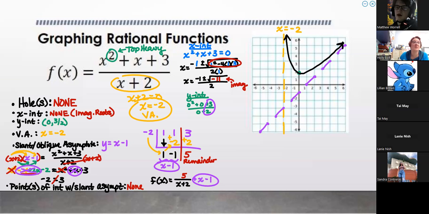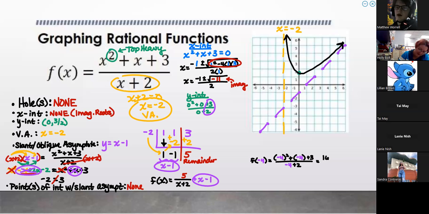What value would you guys like to substitute in for x here? I need to pick something to the left of -2. What value do you guys want to substitute in here? -4 sounds good. So I have f of -4 equals -4 squared plus -4 plus 3 all over -4 plus 2.